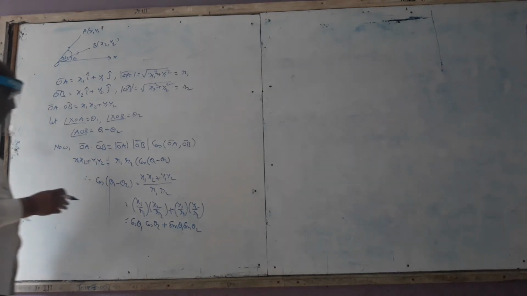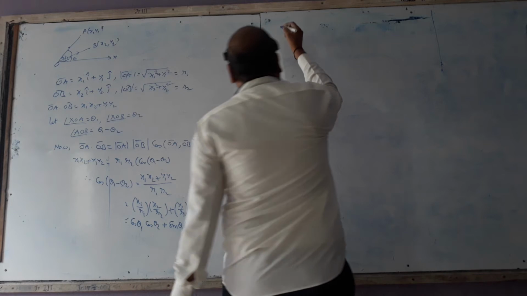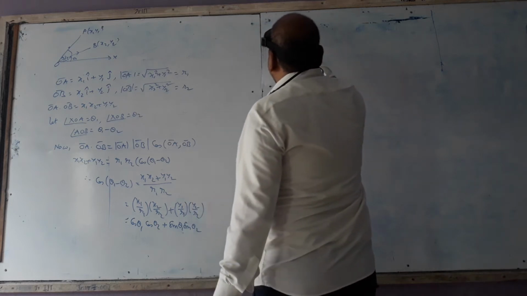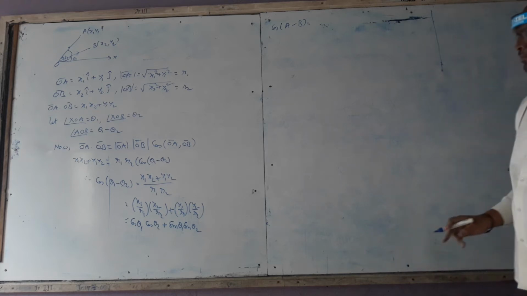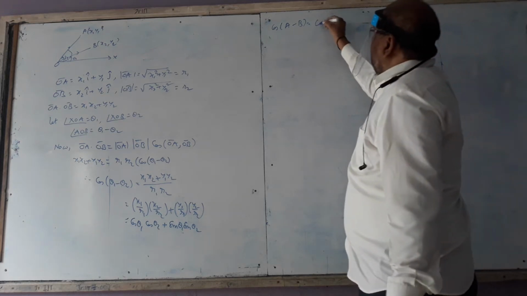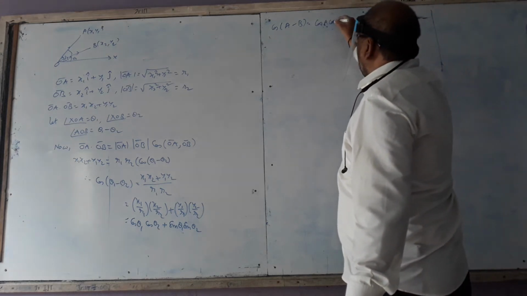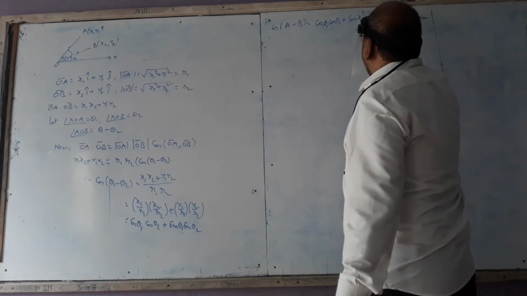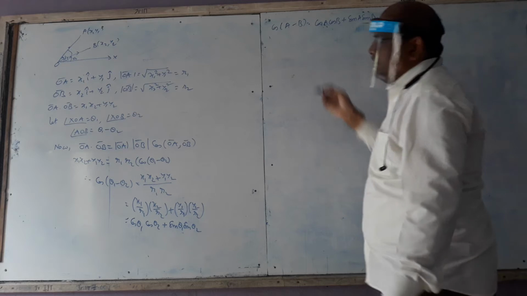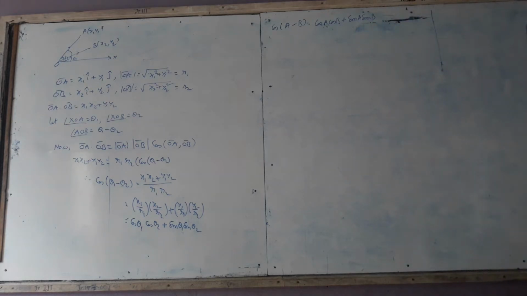Now, in place of theta 1, theta 2, you write A, B. So cos of A minus B can be written as, tell me, what is cos of A minus B? Cos A cos B plus sin A sin B. One of the important compound angle formulas, trigonometric ratios of compound angles.